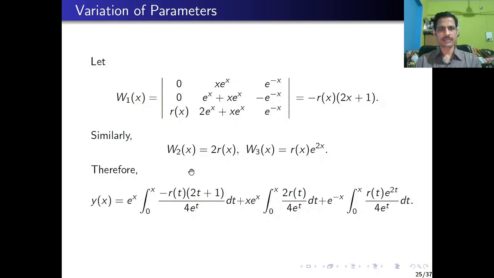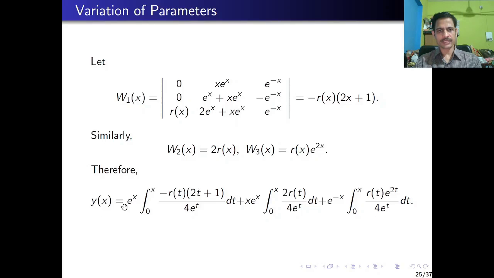So from this we can compute what is v1 prime, v2 prime and v3 prime. v1 prime is W1(x) divided by W(x). v2 prime is W2(x) divided by W(x) and v3 prime is W3(x) divided by W(x). And so v1, v2, v3 are given by their integration. So we replace in the expression of y(x) equal to v1 y1 plus v2 y2 plus v3 y3, the values of v1, v2 and v3 that we obtained here. So this is the expression we get.